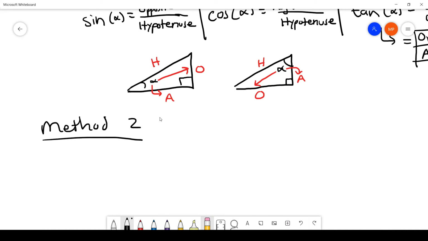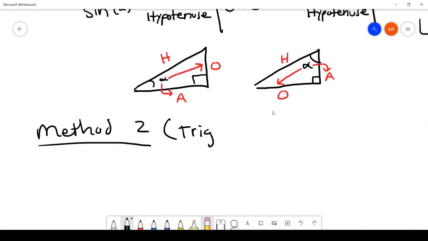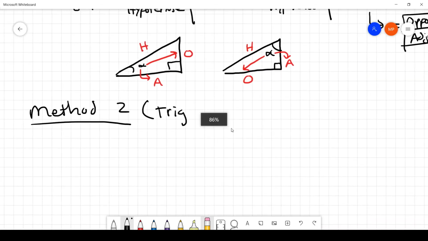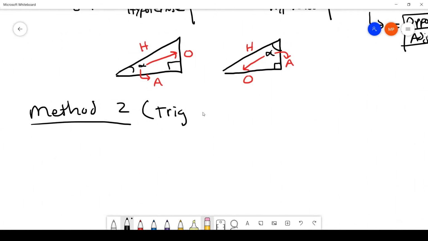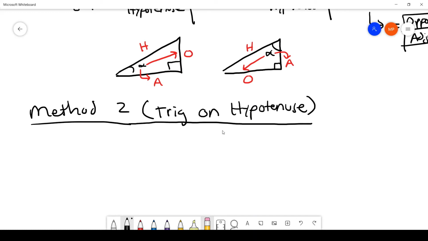And the reason I'm even showing this in the first place is because this is better in terms of physics applications. If you take a course on kinematics, this may help you a lot. But I'm going to call this method, let's see, trig on hypotenuse. I don't really have any fancy name for it, because that's kind of what we're doing. We're applying a trig function on the hypotenuse.